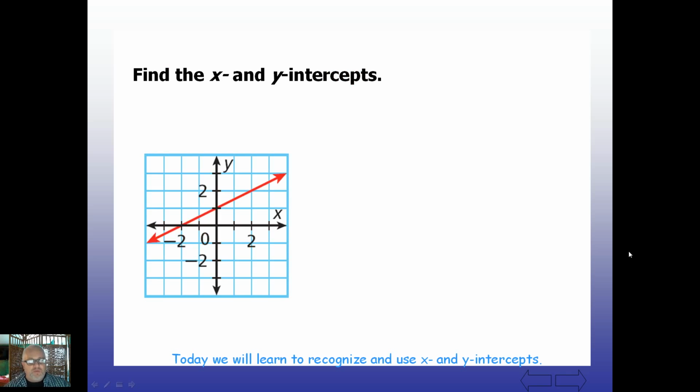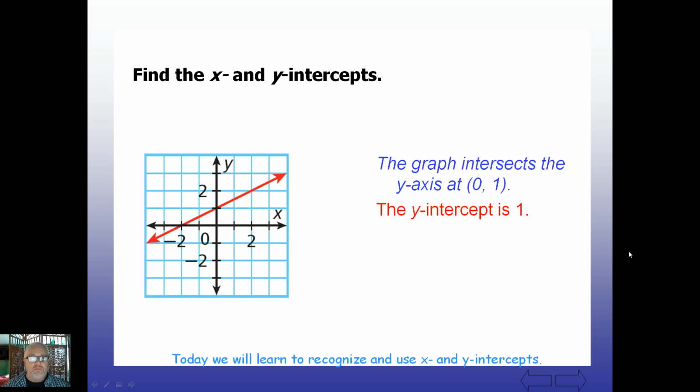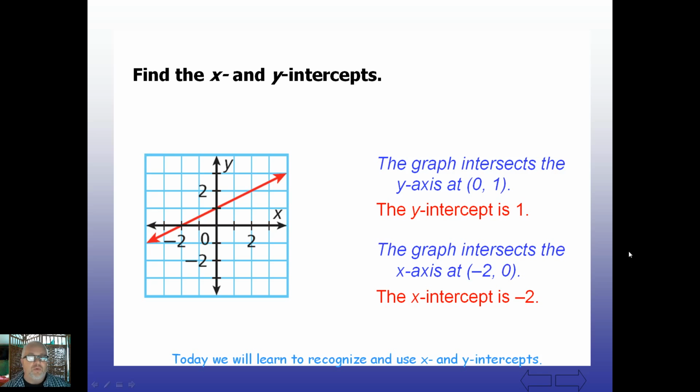Alright, so if you look at this function here, can we find the X and Y intercepts? Well, it doesn't get much easier. Just look right there where that red line crosses the y-axis and the x-axis. At the y-axis it intersects at 0, 1. So where does that cross the y-axis? The y-intercept is 1. Nothing to it. What about the x-axis? Well, it crosses at -2, 0. And the x-intercept, of course, is -2. You'll notice each time that we're trying to find the y-intercept, the other letter is set to 0. In this case, x, or the x-intercept, the y is set to 0.